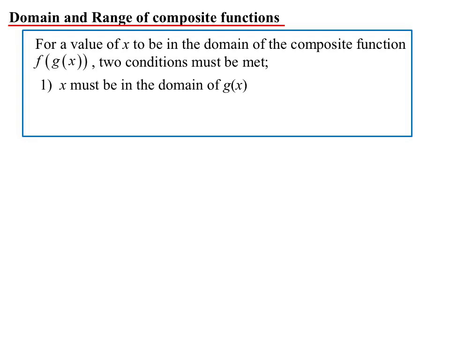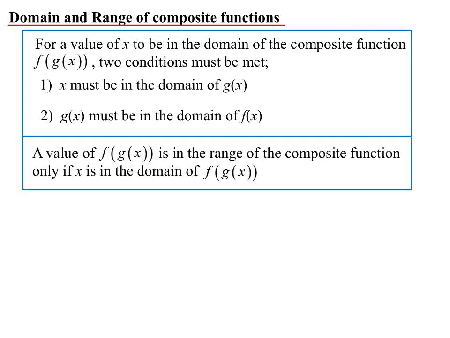But what it also now means is the output, so g of x, has to be in the domain of function f of x. So we need to look at the range of g of x to see whether all of those are possible to put into the function itself. And then for range, a value is in the range of the composite only if the x value that produces it is in the domain of that composite.